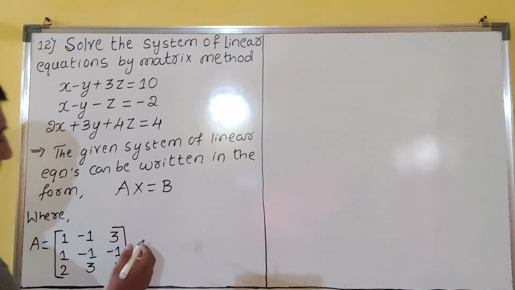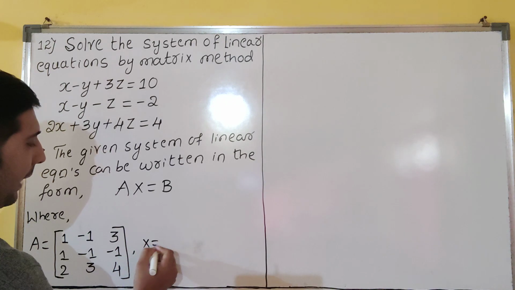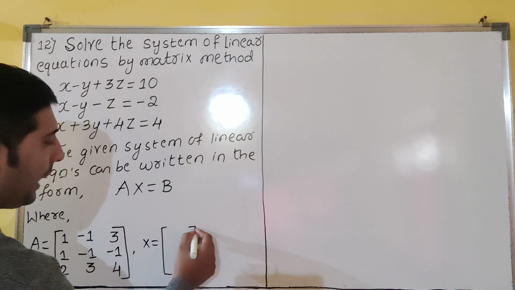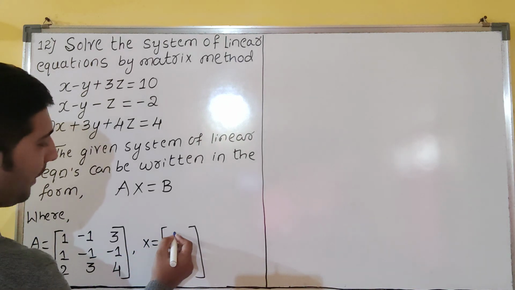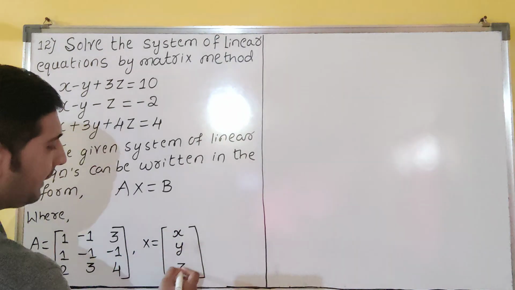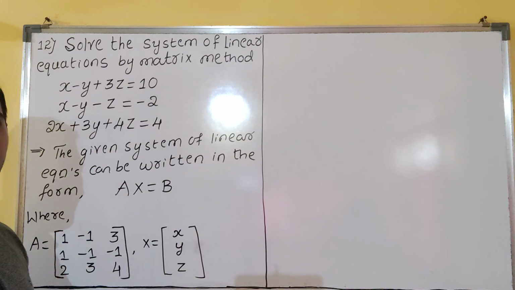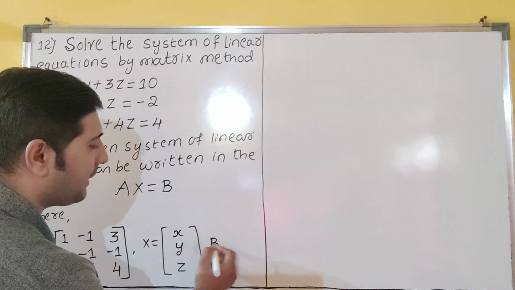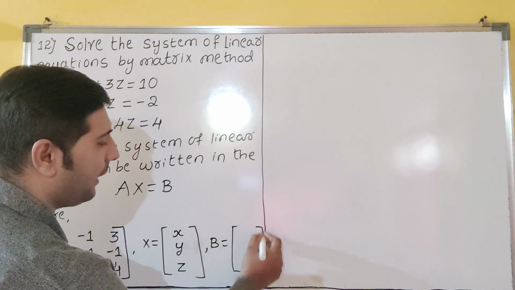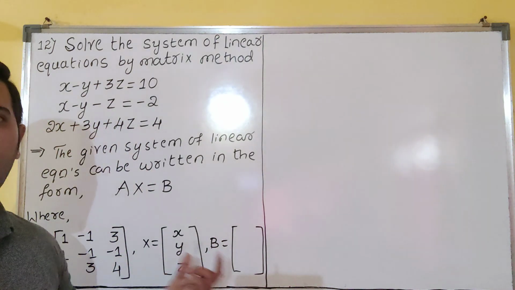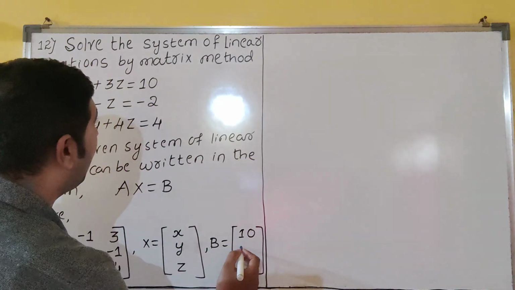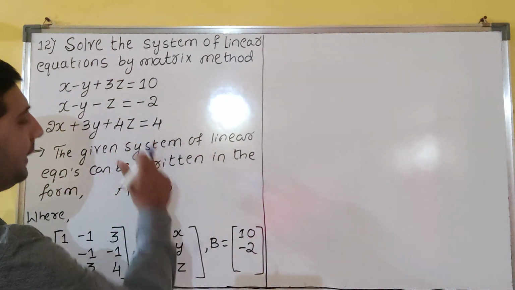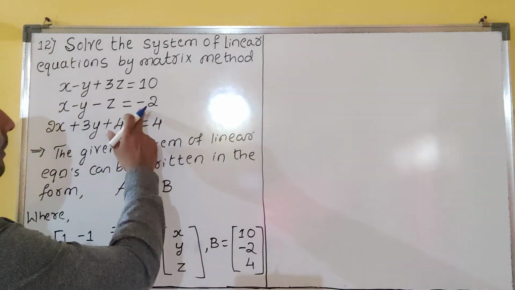So now what is X? X is equal to, how to write in the board exam, see properly. This is also square bracket only. Don't get confused. Capital X is nothing but small x, y, z, dear students. And what is capital B? All of you know this very well, but still I will explain the way of writing. B is 10, minus 2 and 4. B values are 10, minus 2, 4.